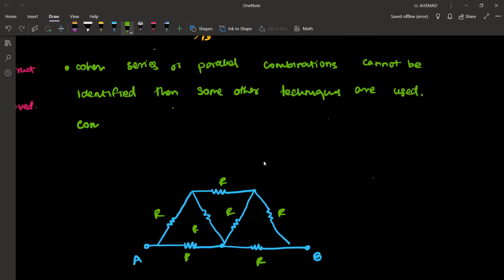Considering the symmetry is an important technique.